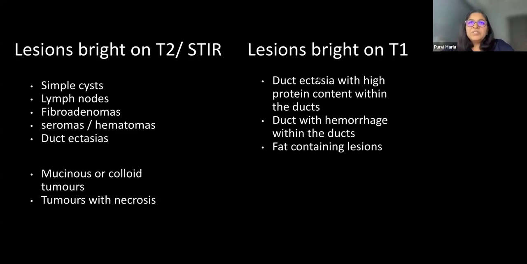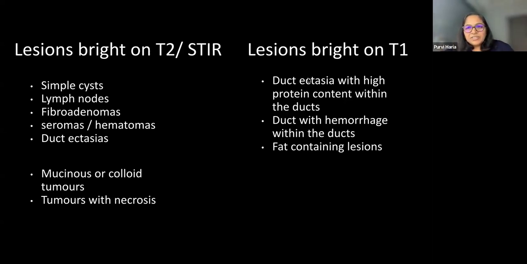Whereas on T1 weighted images, anything which has high protein or hemorrhagic content will show bright signal. So when there is a nipple discharge, a bloody nipple discharge, we see ducts which are filled with very bright white fluid on T1 weighted images. So those are duct ectasia with high protein content inside the duct, or ducts with hemorrhagic content, which show bright content on T1 weighted images.